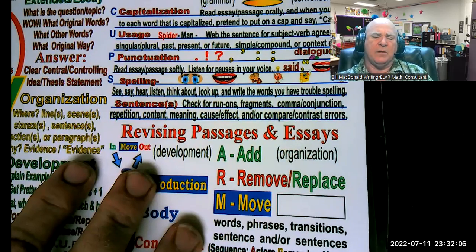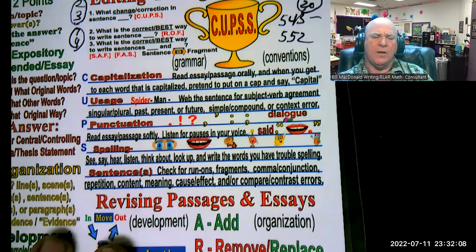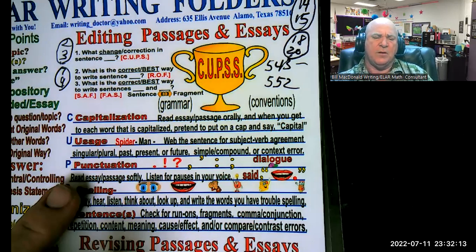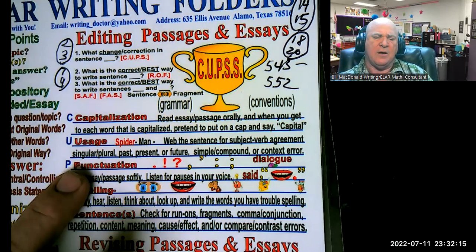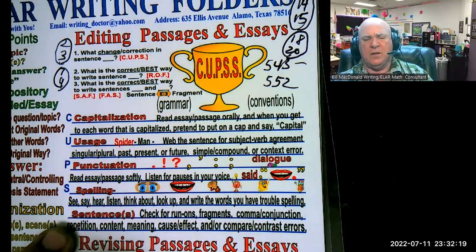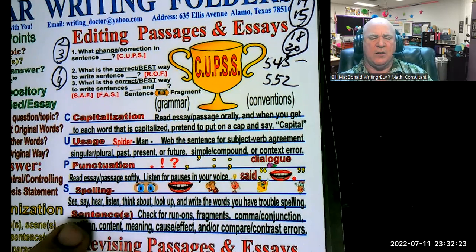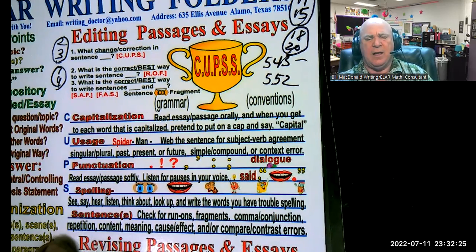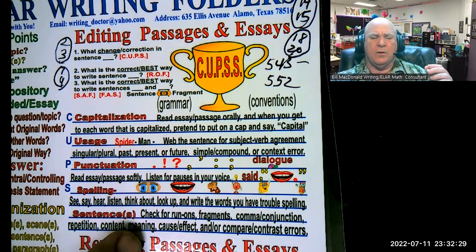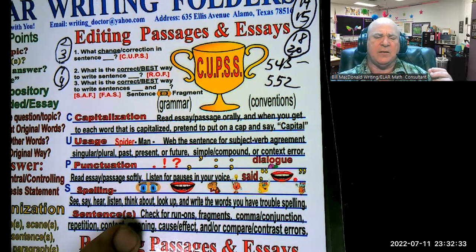But today we'll be working specifically on the P of CUPS and the last S of CUPS, sentence boundaries to check for run-ons and fragments, continue on comma conjunction, repetition, content, meaning, cause and effect, and or compare contrast errors. So when you're looking for the process of elimination, a lot of those things on the bottom line are the reasons why you would get rid of them.